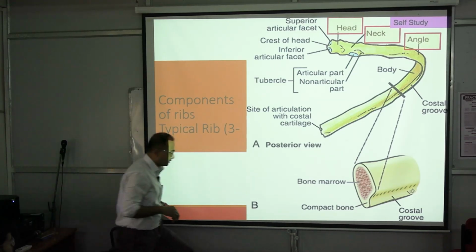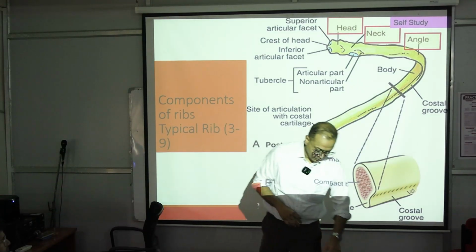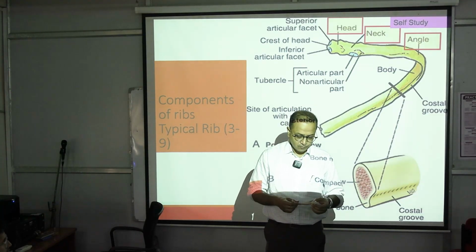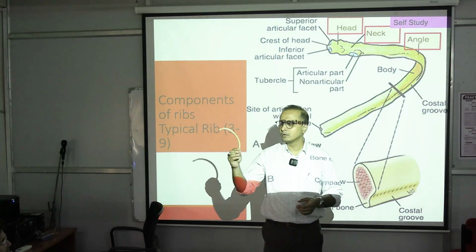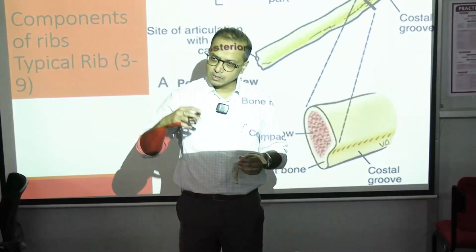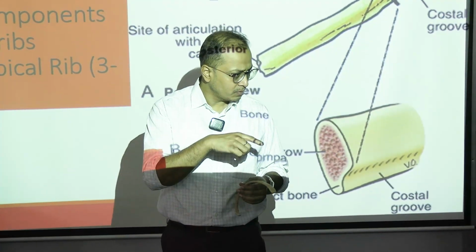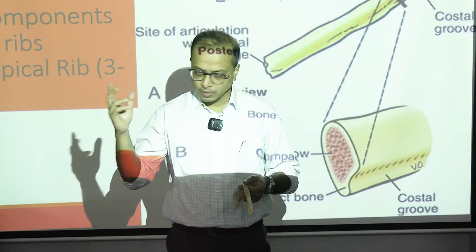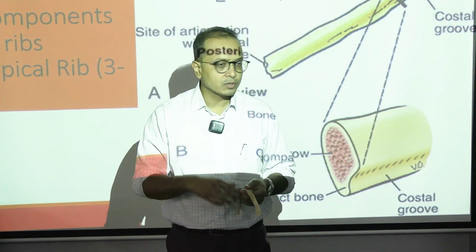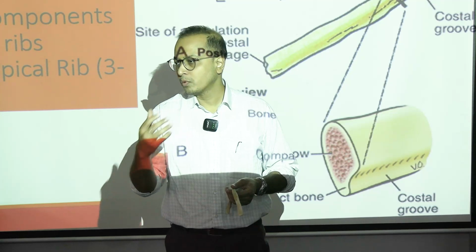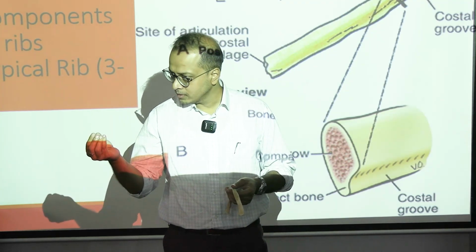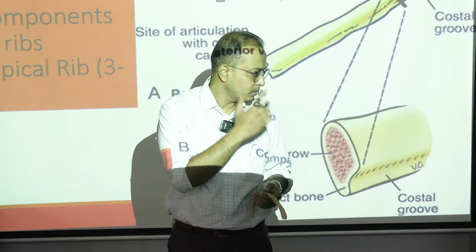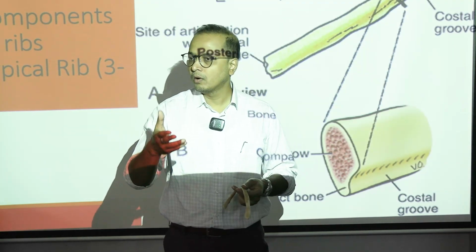Coming to the bones, whenever you are going to identify a rib, remember that we have 12 pairs of ribs, which means a right side and a left side. You have to identify whether the rib belongs to the right side or the left side. Once you identify it, you have to tell appropriately that this belongs to the right side and I am holding it on the right side. If it is on the left side, you will hold it on the left side. So, identification of the ribs first.